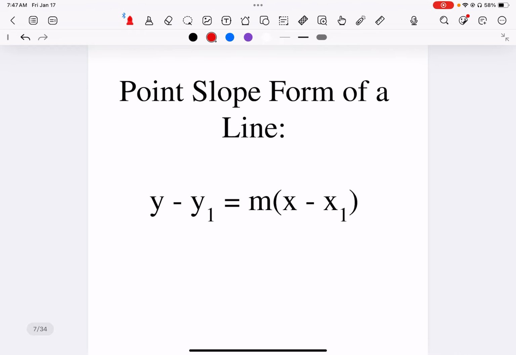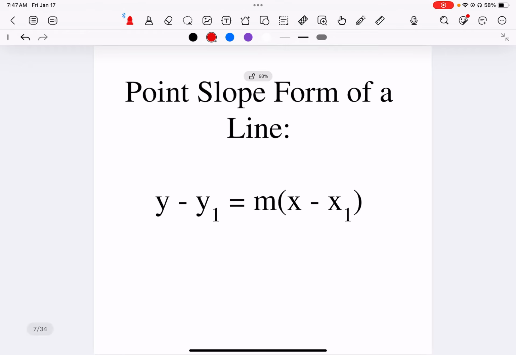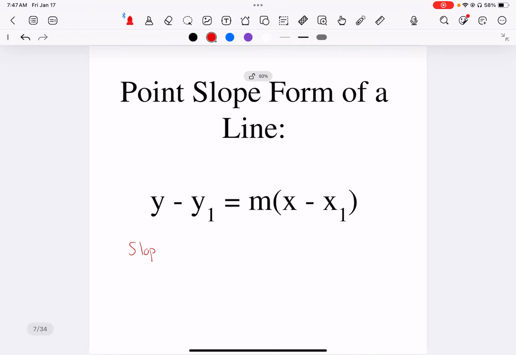A second form is called point-slope form. Point-slope form, based on the name, is going to give you a point and the slope. So point-slope form is y minus y1 equals m times x minus x1. In this case, the slope is still m. So in all these, the slope is always represented by m.